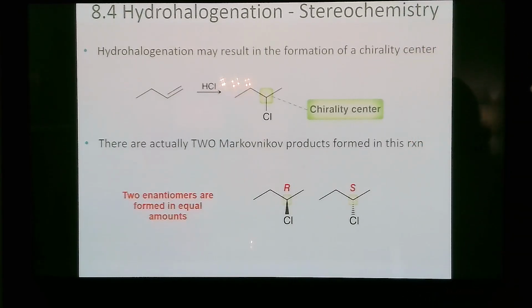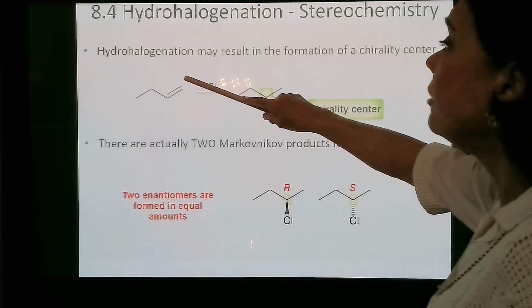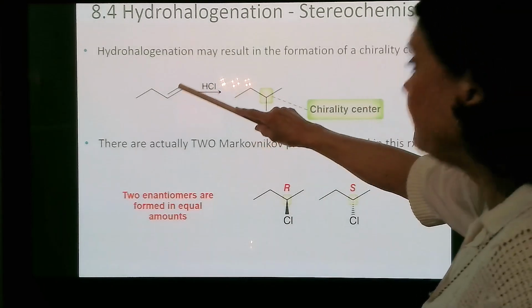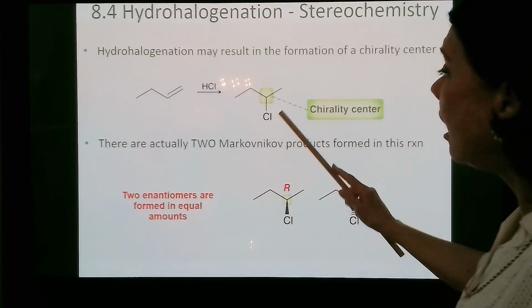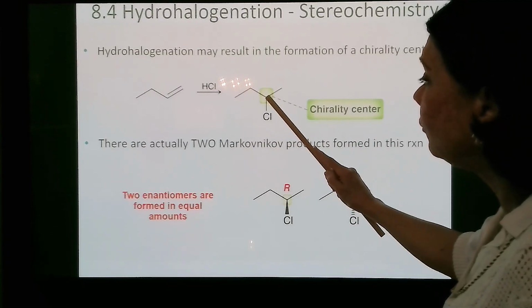So now, hydrohalogenation may result in the formation of a chirality center, as you can see here.